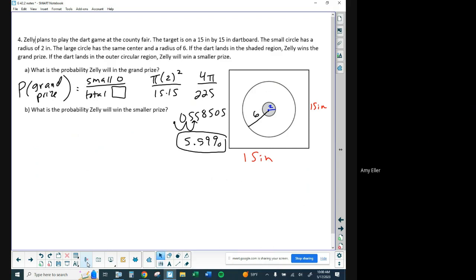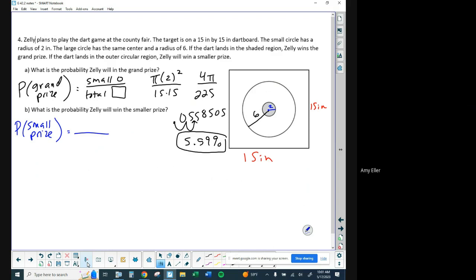When I move my decimal, I get 5.58505, and I rounded that to hundredths. Answer, 5.59% chance of getting the grand prize. Part B, what's the probability that Zelly will win the smaller prize? Probability of the small prize.